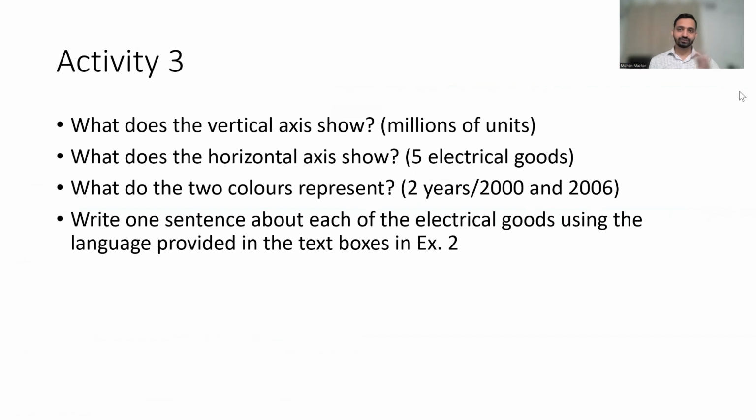Before we review the answers, let's look at the things that we talked about. What is on the vertical axis? Millions of units, right? It's very important that you analyze the chart before you write any words, because then you will know what you're writing about. The horizontal axis showed 5 electronic or electric goods. What do the two colors represent? They represent 2 years. Green represents year 2000 and blue represents year 2006. Write one sentence about each of the electronic goods using the language provided in the text boxes. Now let's look at the answers.